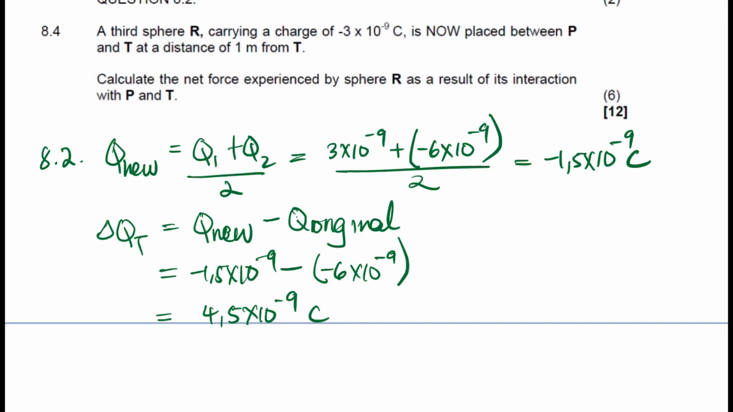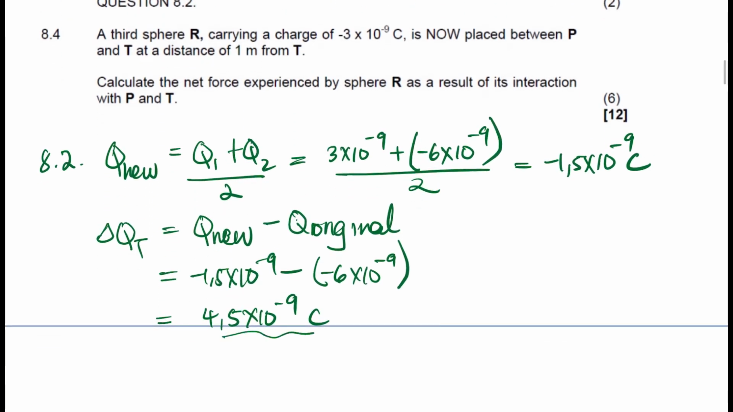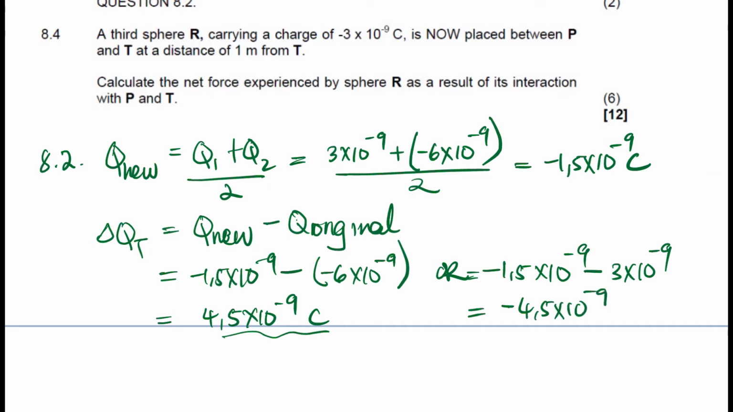So the next question, we are done. These are the charges that are transferred. Alternatively here, guys, you can use the other charge. You say 1.5 times 10 to the power negative 9 minus the original charge, which was 3, so it's going to be negative 4.5. So the answer will be the same. One will be negative and the other will be positive, right?